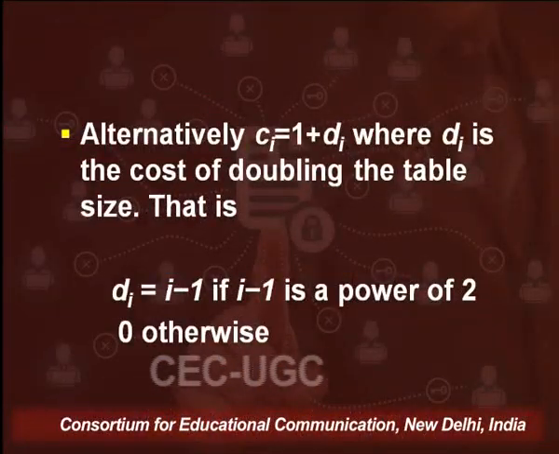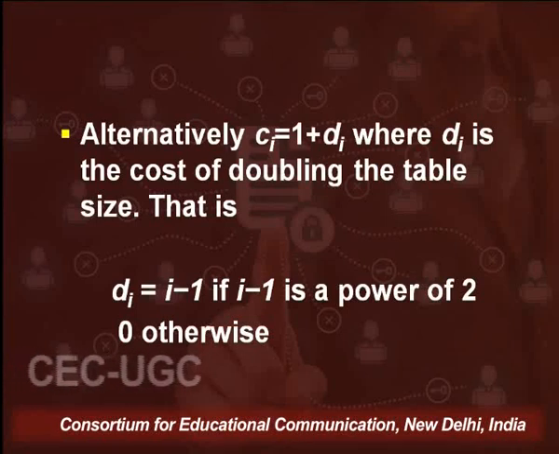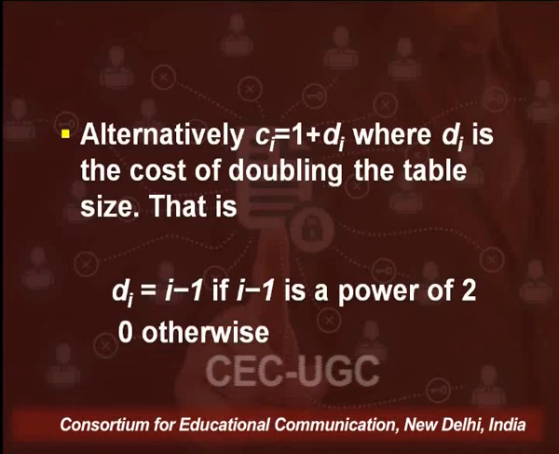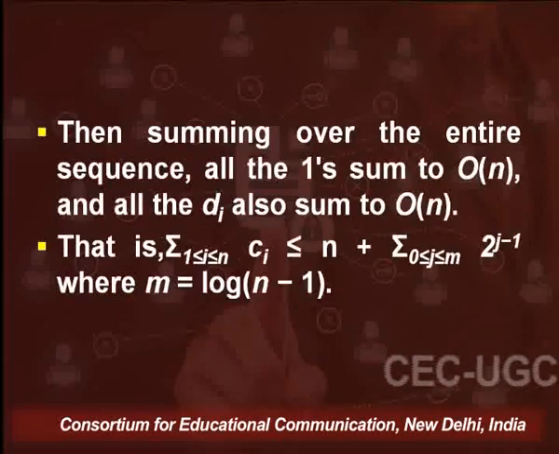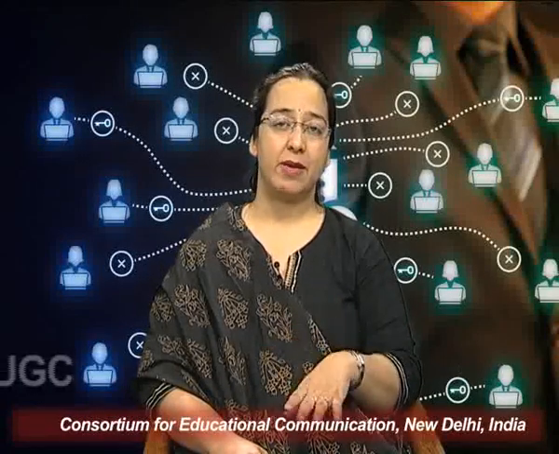So this is a derivation which is simply derivable when we say that Ci equals 1 plus di, where di is the cost of doubling the table size. Whenever we are doubling the size, we are doubling at 2, we are doubling at 3, then at 5, then at 9. So every time we are encountering the log n minus 1 step, we are doubling the size of the array.